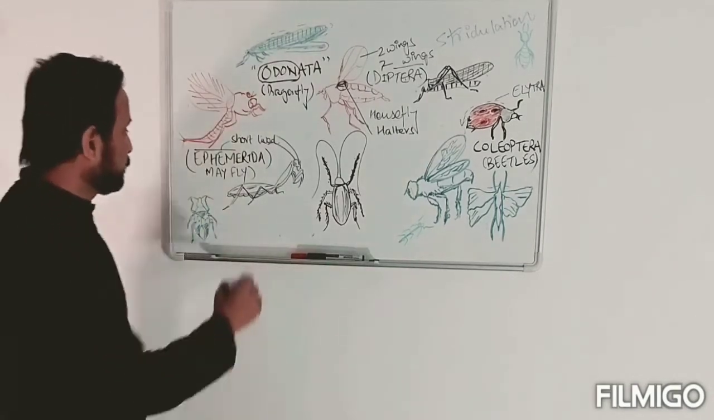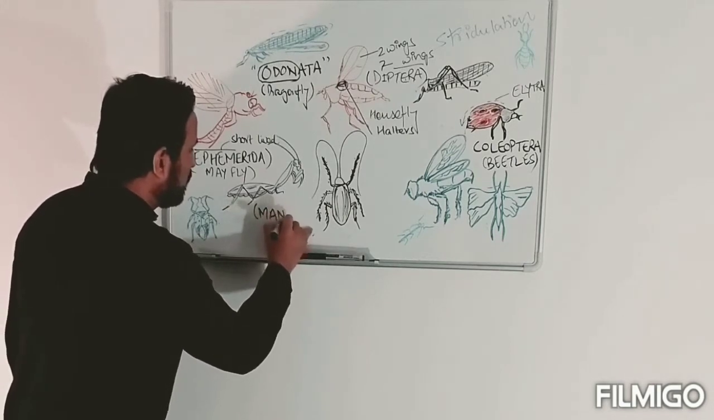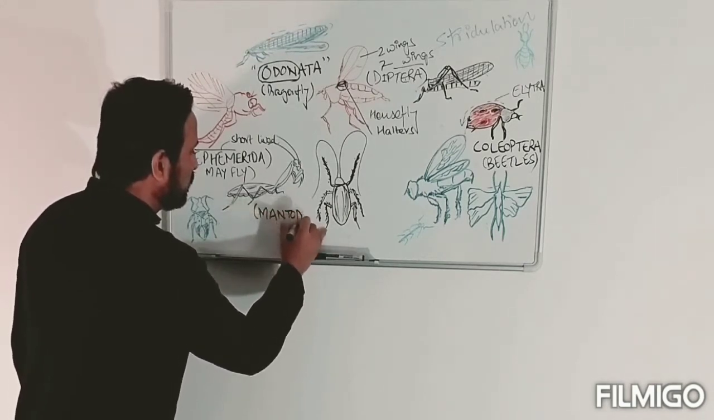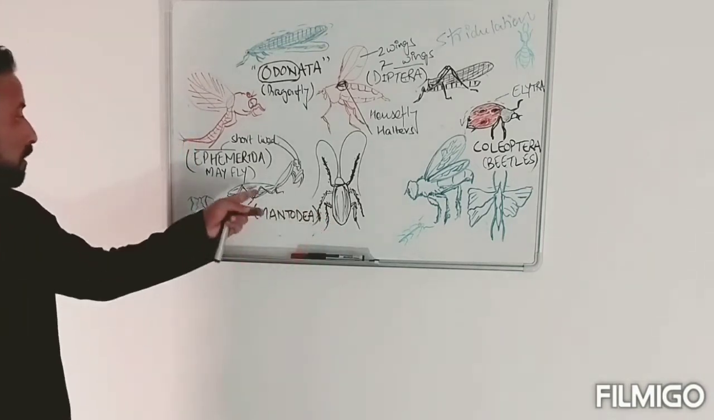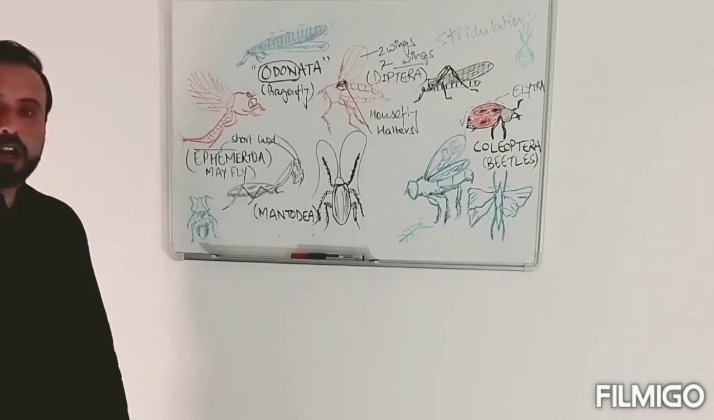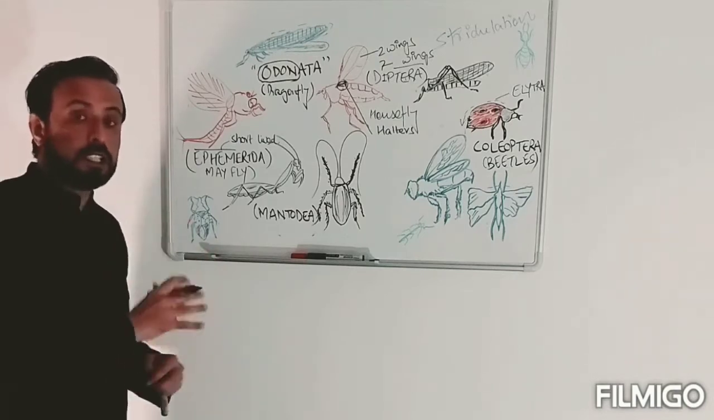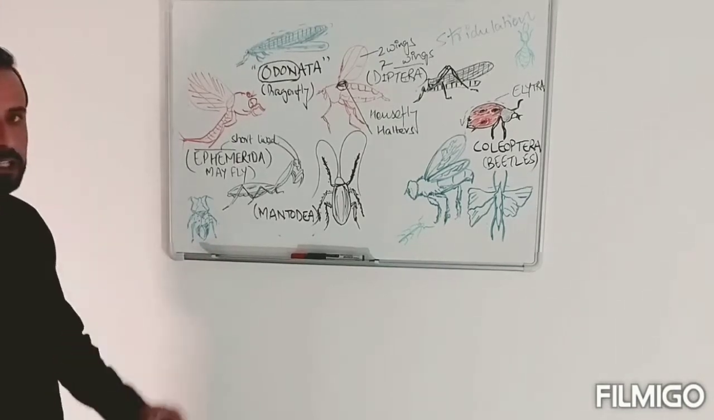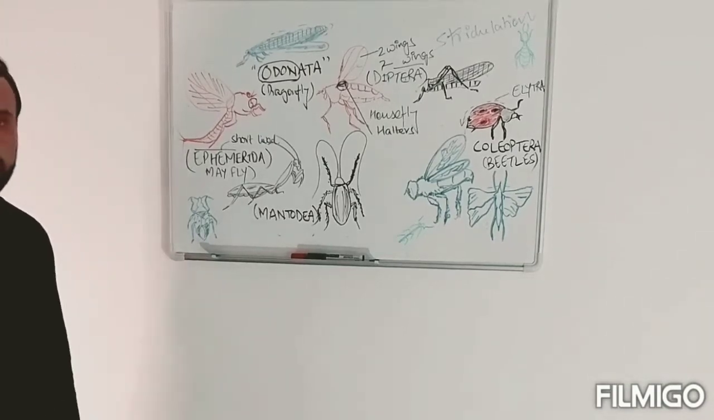Coming to this one, this is called Mantodia. This particular insect you will see in the gardens, or after rainy seasons, they come out. They are mostly green in color. They are very expert in camouflaging themselves. They adjust to the conditions. They become green, and you will not be able to see them visually, right?